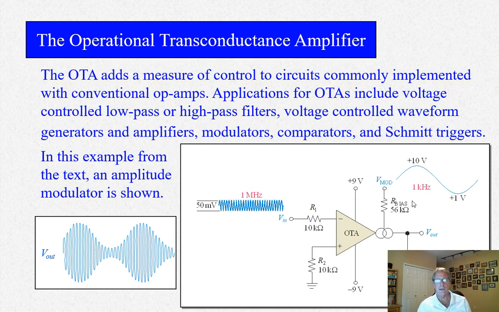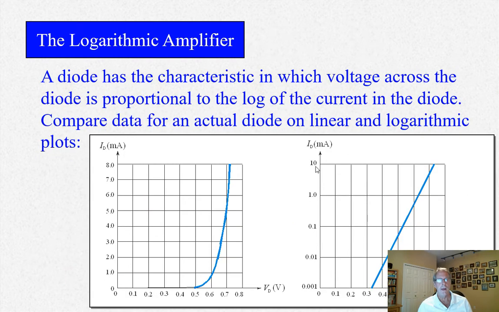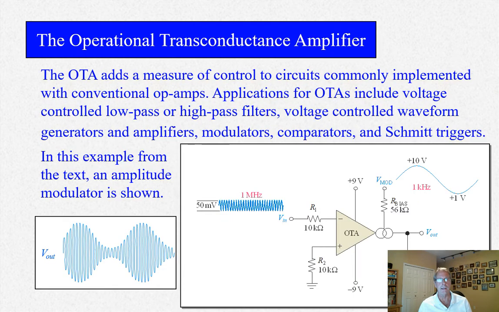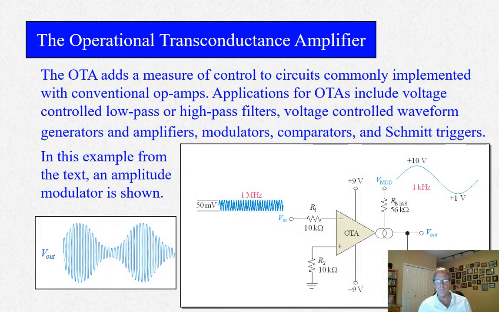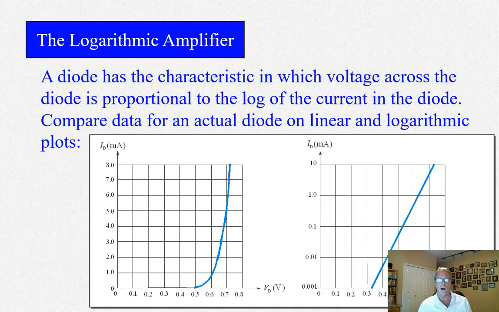There are some specific parts for an OTA, which you can look up on DigiKey. Just type in operational transconductance amplifier, and you'll see some specific parts that are used for that.